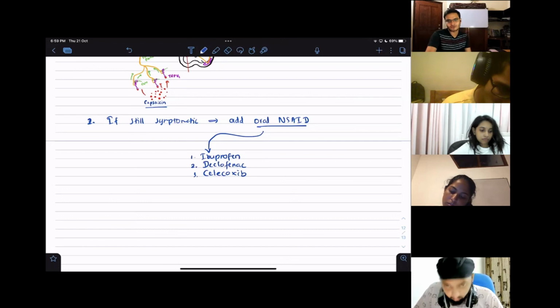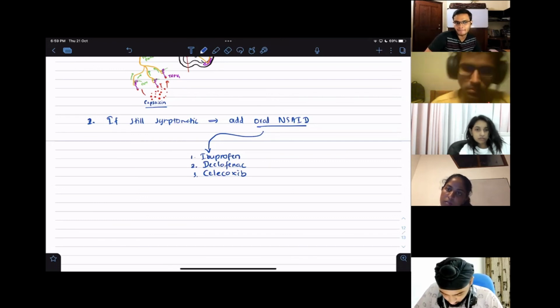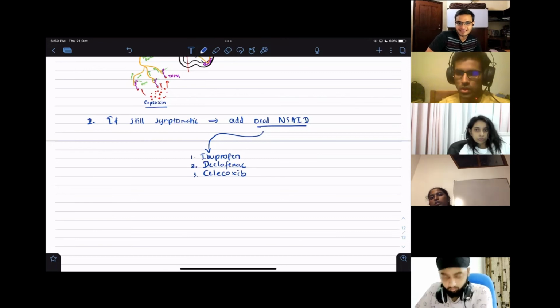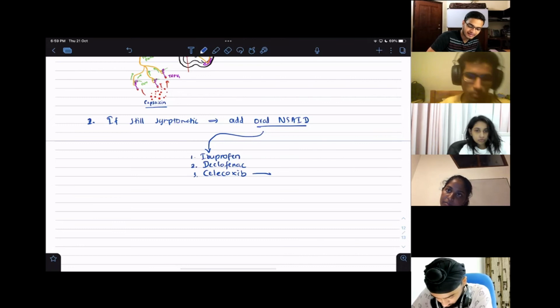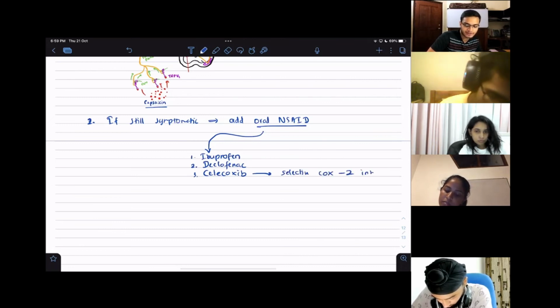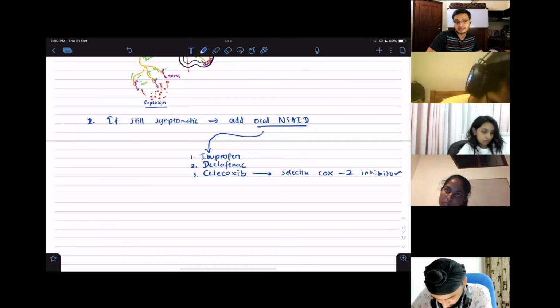Coxib. Celecoxib is what? What is celecoxib? Those who came for my GI classes? Yes, a selective COX-2 inhibitor. This guy is a selective cyclooxygenase 2 inhibitor.